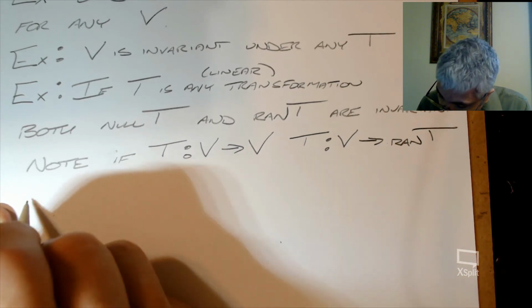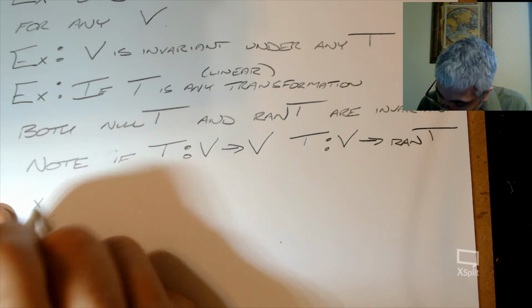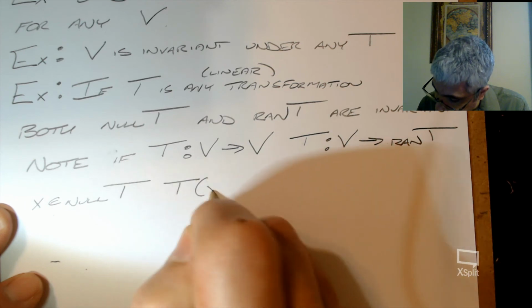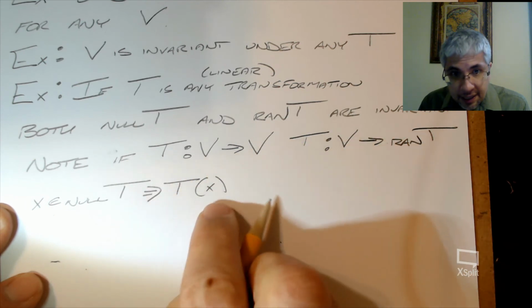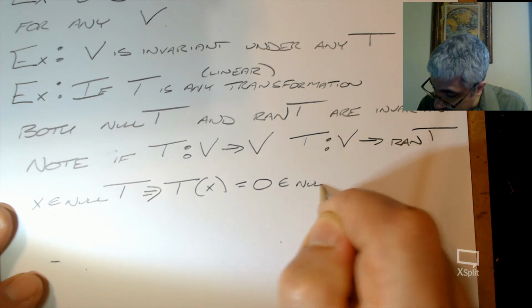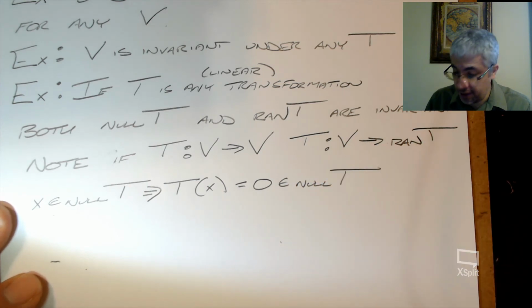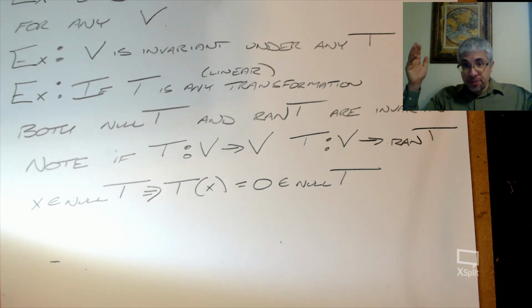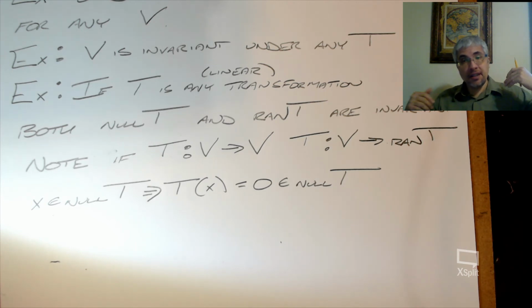And similarly, let's say I take x in the null space of T, then T of x equals 0, which is in the null space of T, because the null space of T is a subspace, so it must contain 0. So we have 4, not necessarily different, but we have 4 things that we know are invariant: 0, the whole space, the null space, and the range.